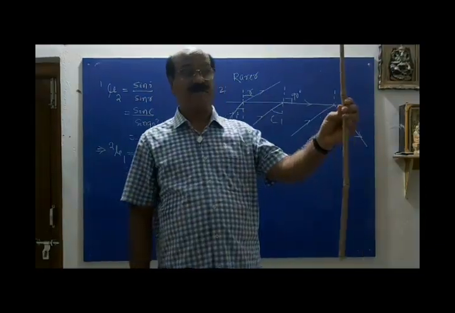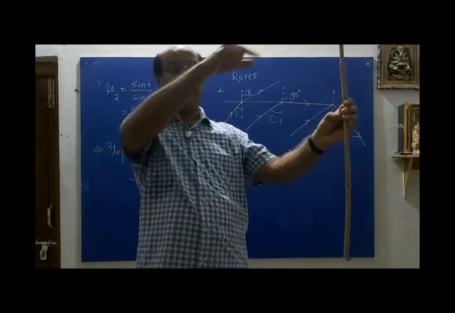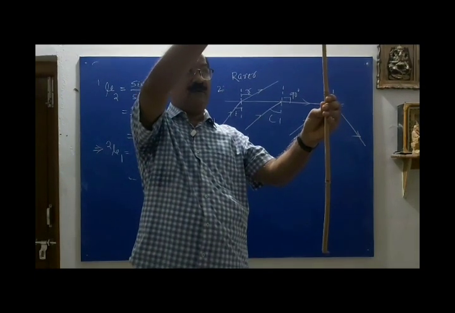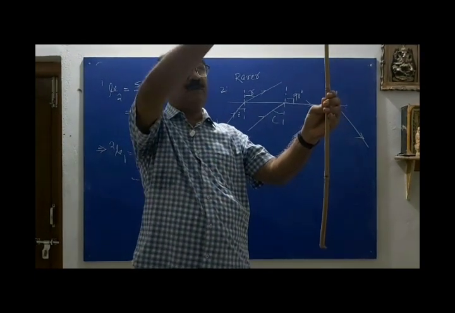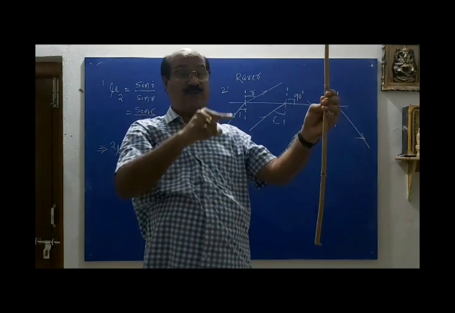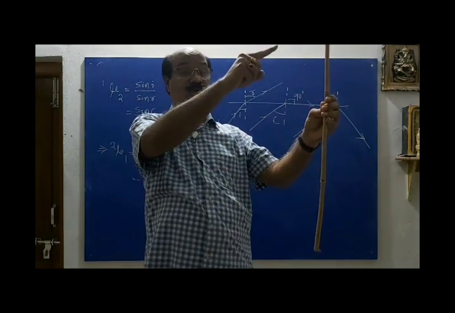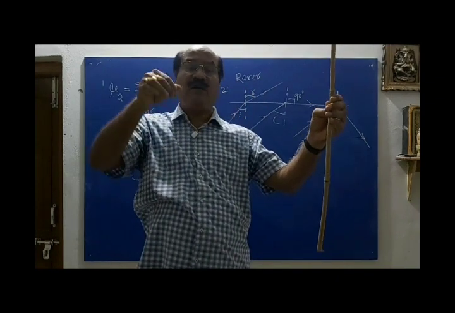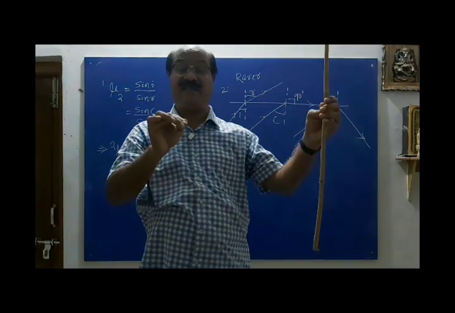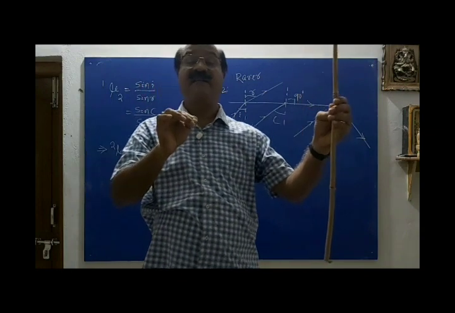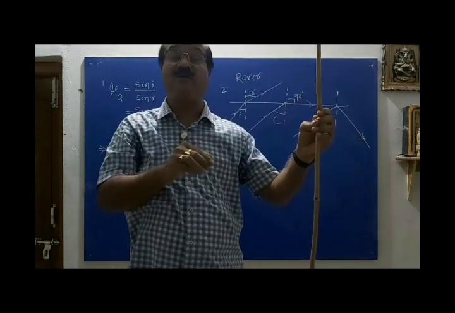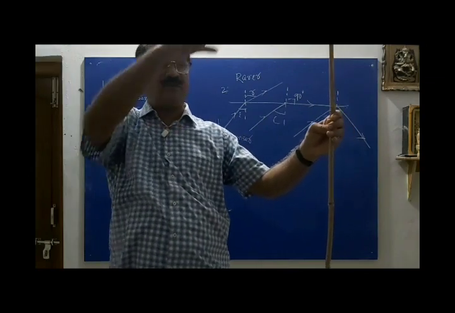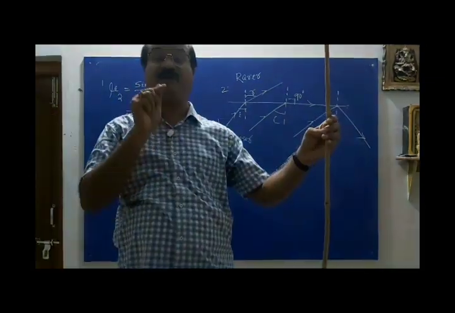Suppose here is a tree. When a ray of light is coming from top to bottom, that means it is coming from higher refractive index to lower refractive index. It will bend away from the normal. When the angle of incidence is greater than critical angle, there will be total internal reflection. But every object can be seen in a straight line.